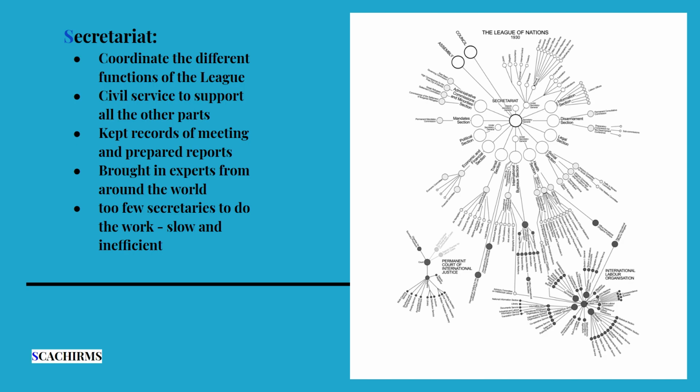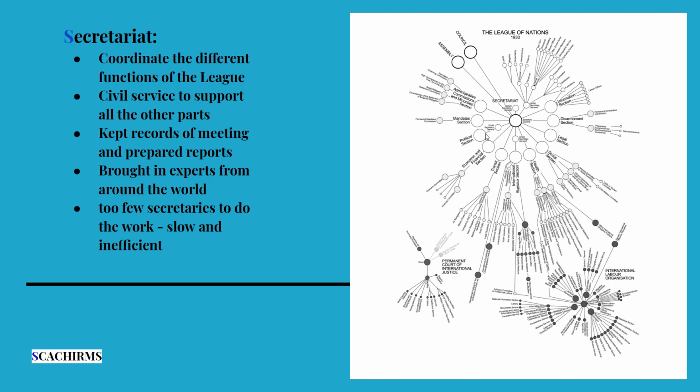Make sure that you know 4 points for everything in the League of Nations. There's all these teeny tiny little things, and for everything you should be able to write 4 points. So if I have 5 or 6 points on the slide, make sure 4 are memorized. Okay, the secretariat, they coordinate the different functions of the league. Like I said, they're the glue that holds them together. They're a civil service to support all other parts.